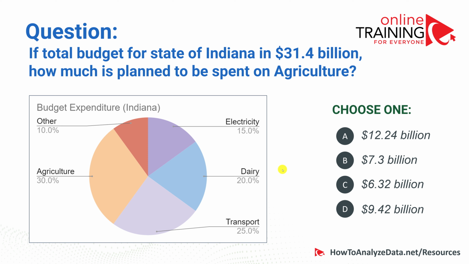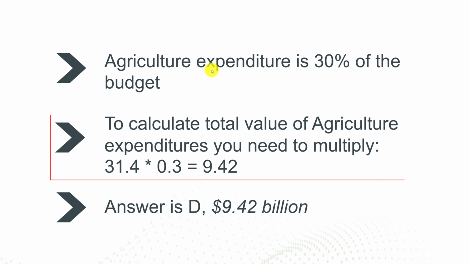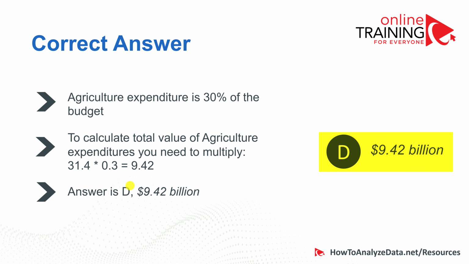Let's recap this question. Agriculture expenditures is 30% of the budget. To calculate total value for agriculture expenditures, you need to multiply 31.4 by 0.3, which is equivalent to $9.42 billion. So the correct choice here is answer D, which is $9.42 billion.